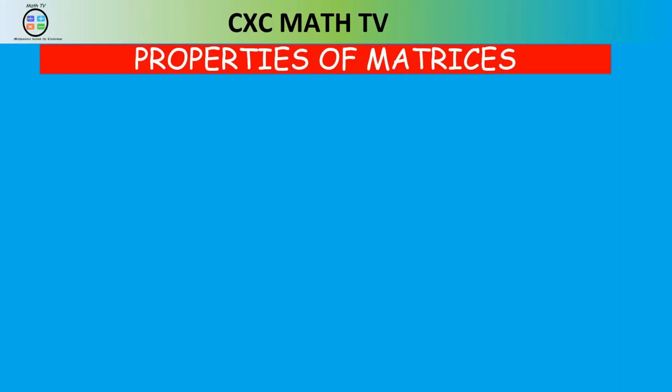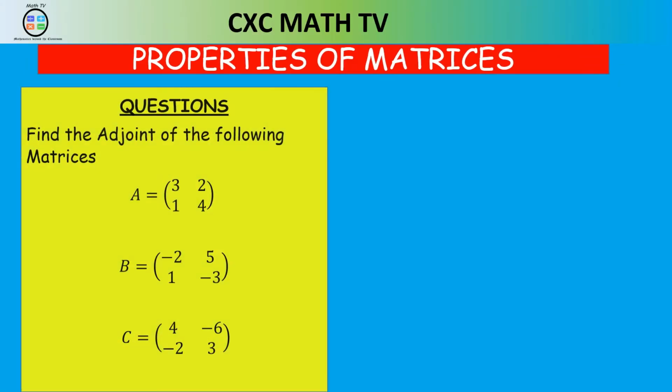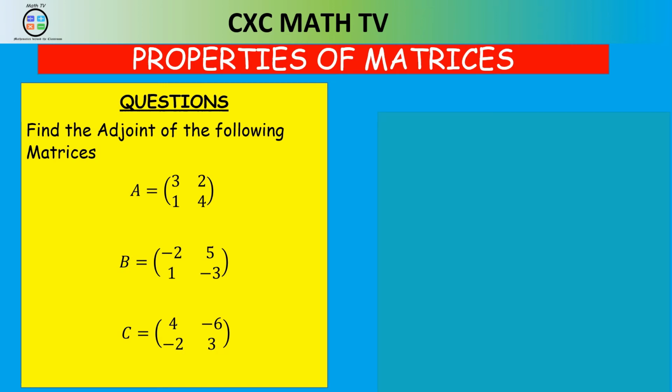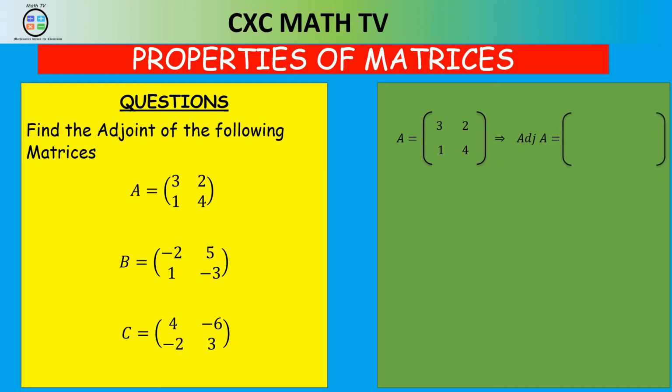Find the adjoint of the following matrix. A is [3, 2; 1, 4]. B is [-2, 5; 1, -3]. And C is [4, -6; -2, 3]. So we write down the matrix A. Alright, and so the adjoint of A is, we interchange the 3 and the 4. Cool. So the 4 goes where the 3 is. Then we multiply the 2 and the 1 by negative 1. So the adjoint of A is [4, -2; -1, 3].